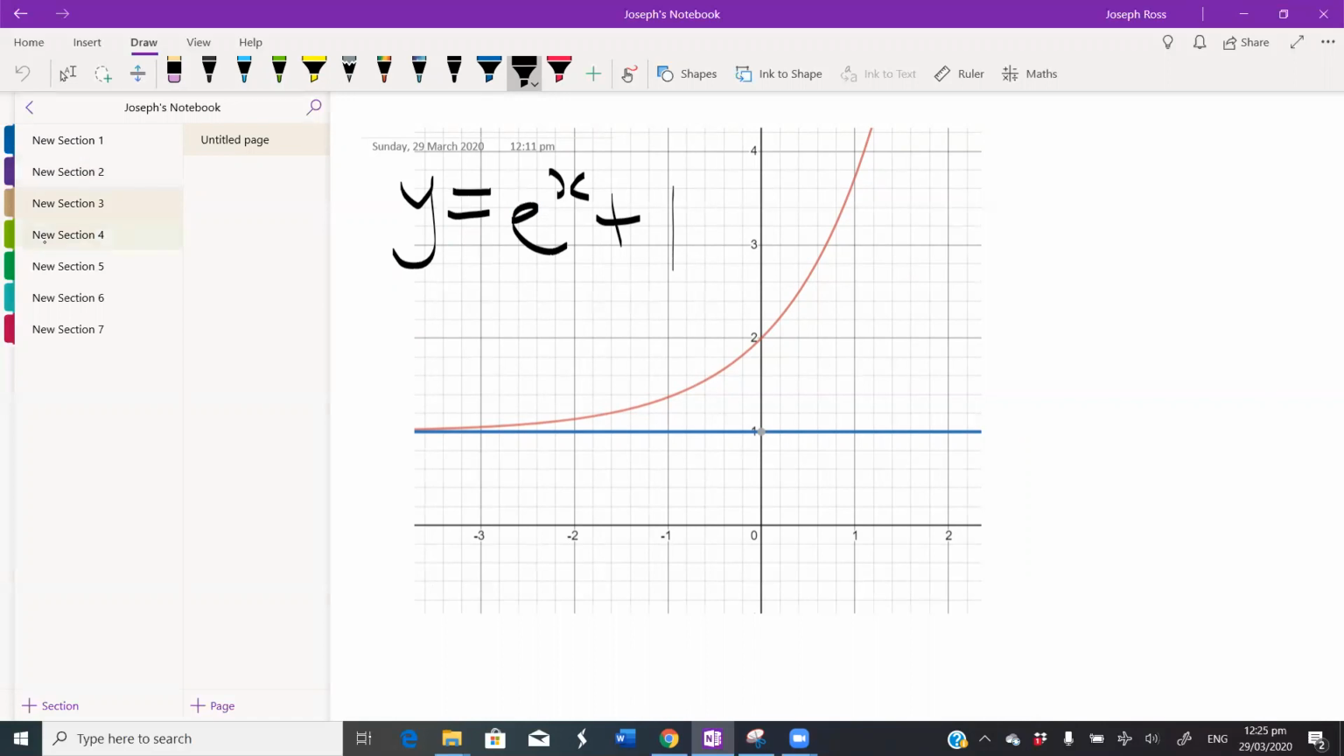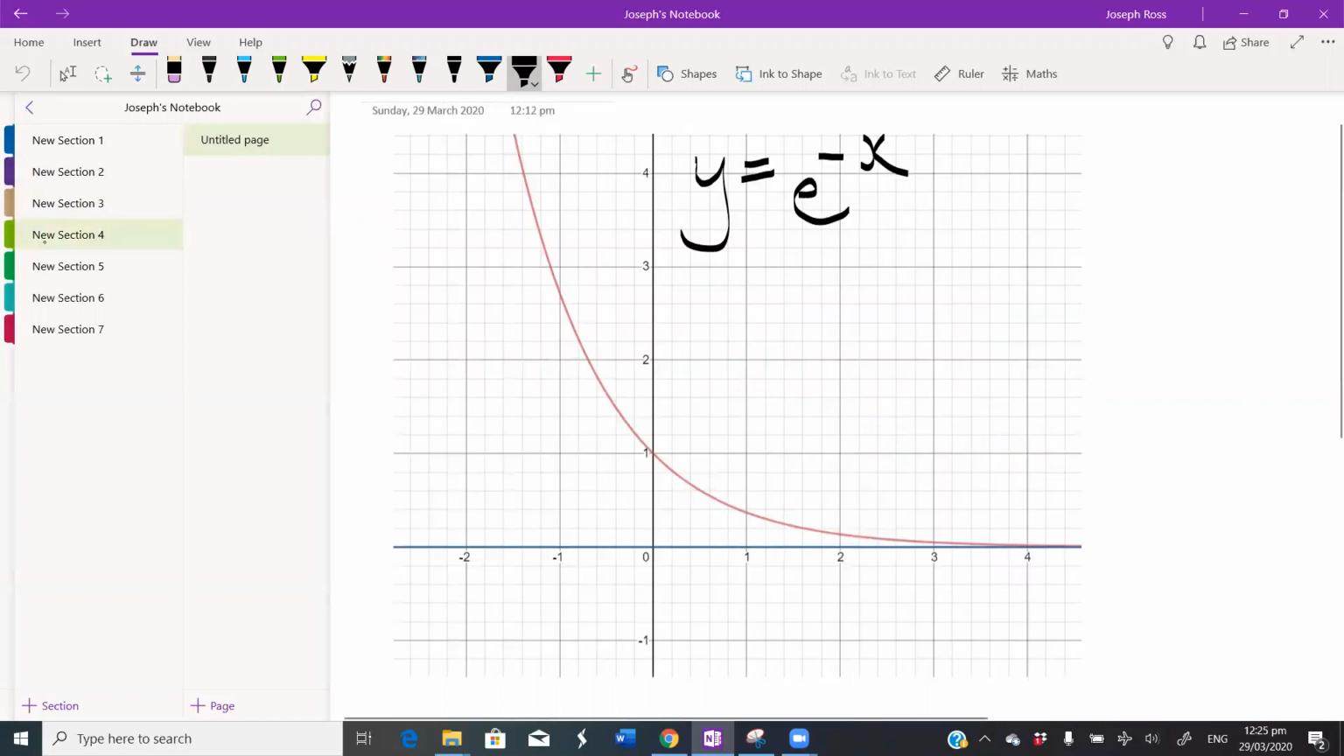If we look at y equals e to the negative x, so we've now made k negative, that has the effect of taking the mirror image of the graph. And that's quite common throughout the whole graphing topic. If you replace all of the x's with negative x, so you put a negative in front of all of the x's, then that gives you the mirror image of the original graph.